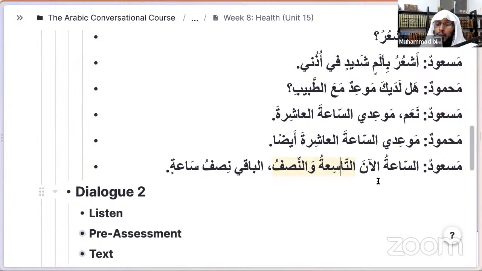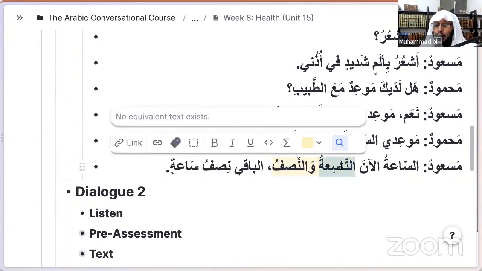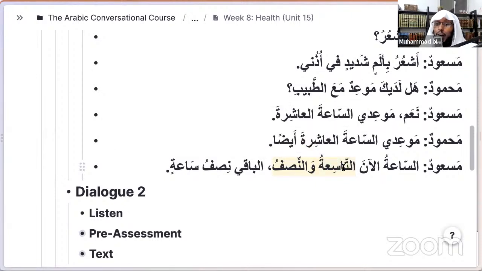Why is it not a khabar? Because this is ma'rifah, التاسعة. Because it's ma'rifah, we said, what's the barrier between mubtada and khabar? The mubtada is ma'rifah and the khabar is nakira. The mubtada is definite, the khabar is indefinite. Right? So we have the mubtada, which is definite. We talk about something specific, and then we give some information, which is normally indefinite.